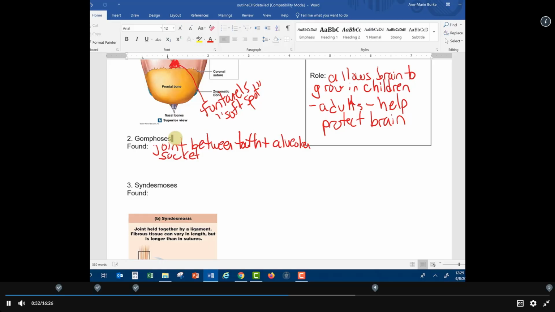So you will see when you look at the bones of the skull that there is a little socket that the tooth fits into. That's called the alveolar socket. The tooth is connected to the socket by fibrous connective tissue. Now, this fibrous connection they call the periodontal ligament.